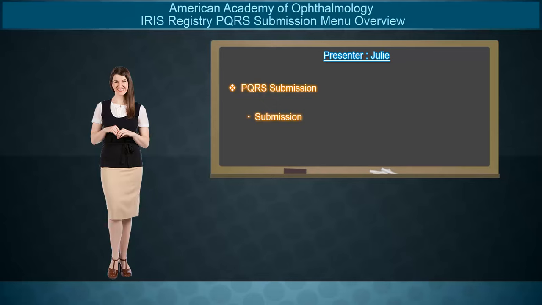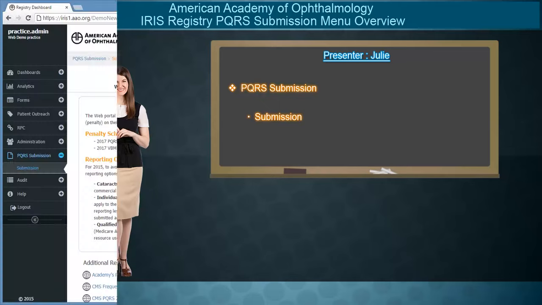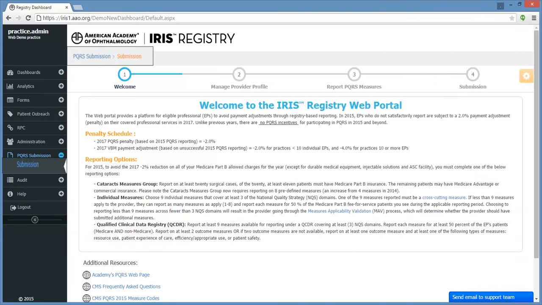Now, let us see how the web portal looks like. We are at the PQRS submission menu as indicated in these two areas. Displayed is the web portal view. It is divided into 4 milestones. Let's go over each milestone in brief. Currently we are at the welcome milestone.